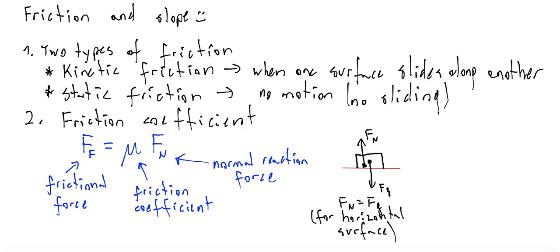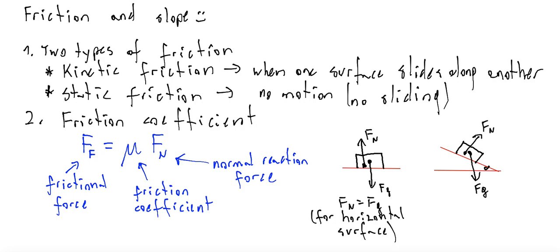Okay, if you have a slope, something we did last time, the normal reaction force, of course, is no longer equal to the gravitational force. It's related to the angle. Okay, so this is gravitational force, and this is normal reaction force.